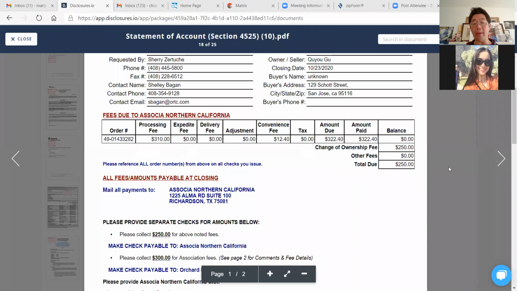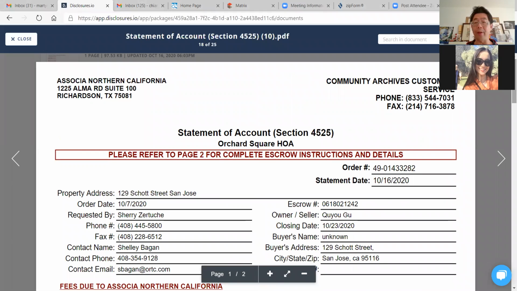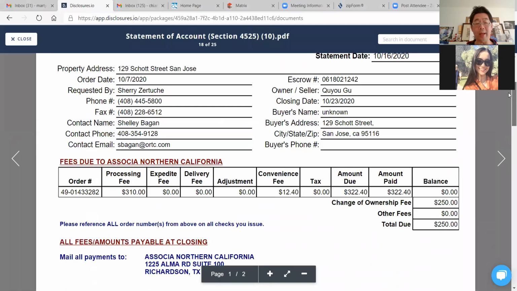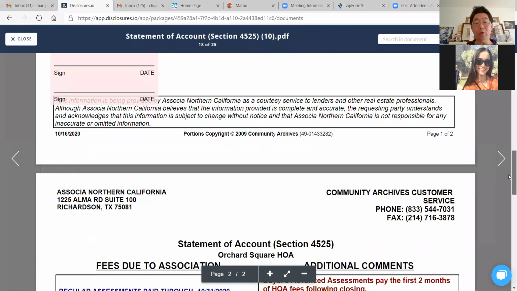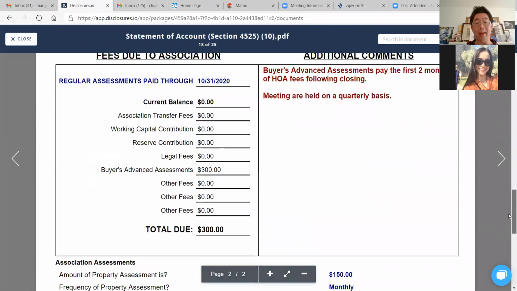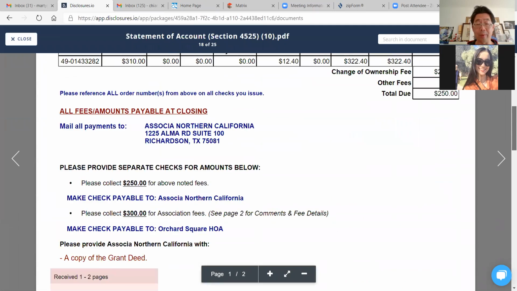You can see this right now is the disclosure from the condo homeowner association. Remember we talked about the $250 transaction fee? We asked the seller to pay it, which is right here. And then they will collect 2 months in advance, all the way to the end of the year, $150 each month, so $300 total for the homeowner association fee from you. And that will be in the escrow. So I want to show you this.